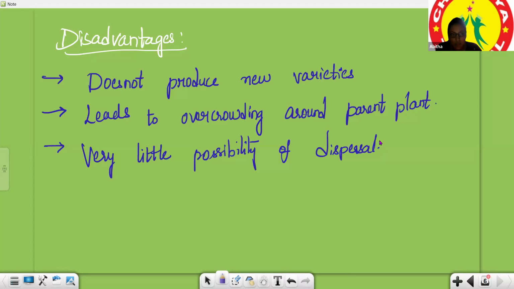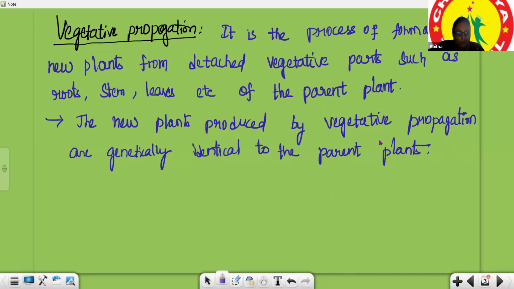So these are the disadvantages of vegetative propagation. Clear? So what is the first disadvantage? We cannot make a new variety. Vegetative propagation leads to overcrowding and there is very little possibility of dispersal. Understand? Let's discuss once again what we have learned today.